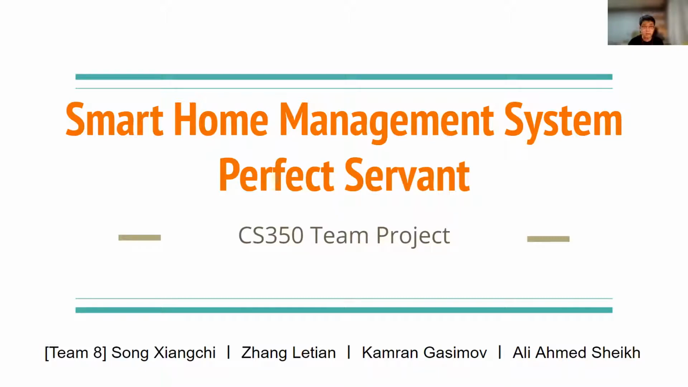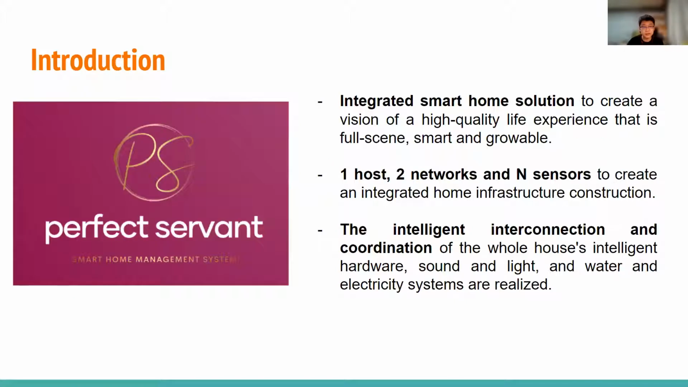We realized and integrated the home infrastructure construction plan through the one host, the two networks, and N sensors. Through network integration and equipment integration, we realize the intelligent connection and coordination of the whole house's hardware, sound, light, water, and electricity systems. Through the four basic capabilities, it forms the core architecture of smart home.